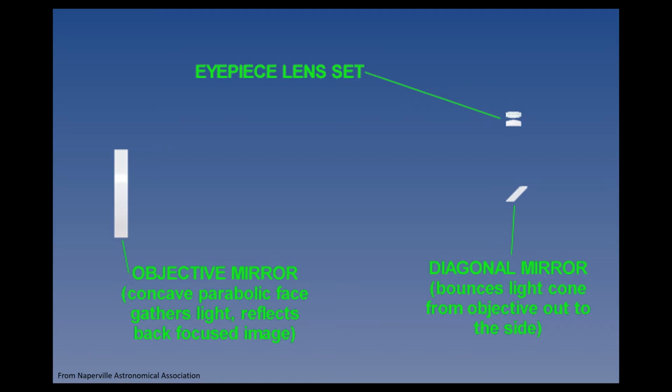They have three main optical components: the curved objective or primary mirror, which collects and shapes the incoming light beam, a small flat diagonal or secondary mirror, and an eyepiece to magnify the image. Let's follow the path of light as it passes through the telescope.